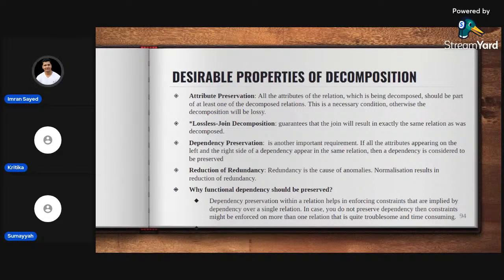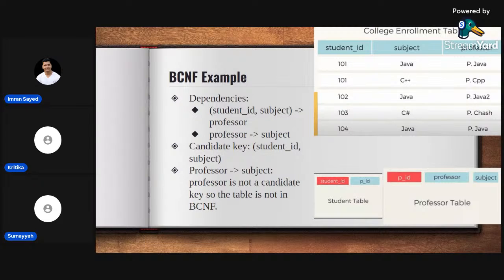But the previous table didn't have the professor ID. Yeah, they've added that. I don't think we need to add professor ID. We could do student ID, professor, and professor subject.